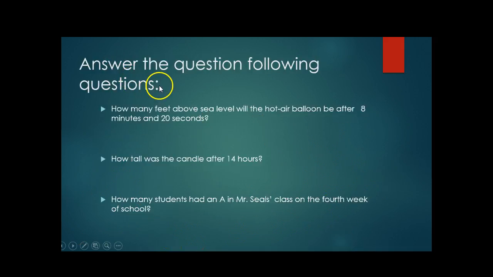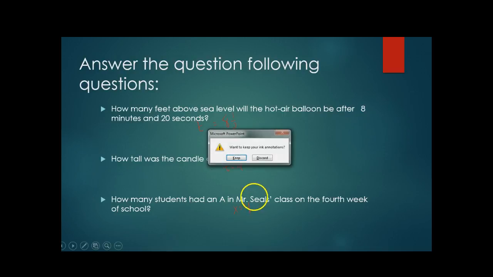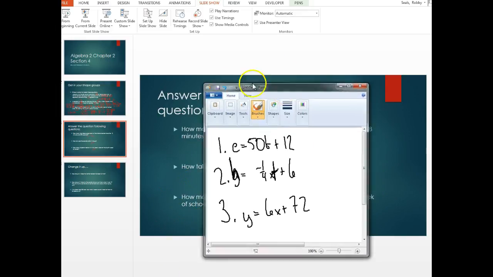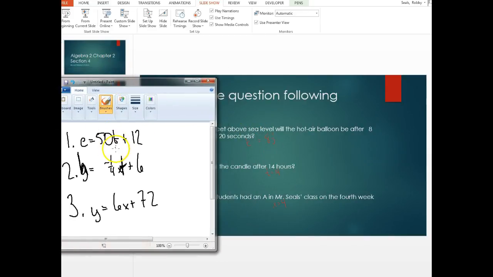Okay. So the question then is, how many feet above sea level will the hot air balloon be after 8 minutes and 20 seconds? 8 minutes and 20 seconds is actually going to be 8 1/3 because 20 seconds is 1/3 of a minute. How tall was the candle after 14 hours? The question is, if t is 14. And then how many students had an A in Mr. Seal's class on the 4th week of school? So in this case, x is 4. When we go back to our equations, we're going to plug in 8 1/3 here, we're going to plug in 14 here, and we're going to plug in 4 here.